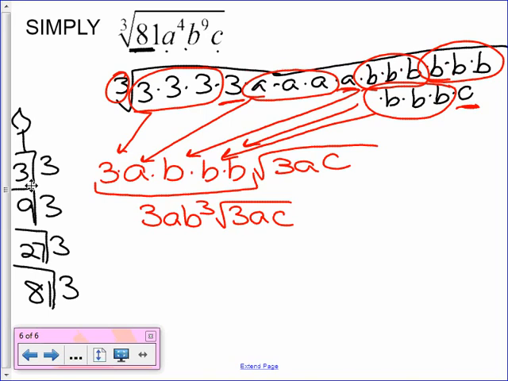And that's how to simplify radicals. We will be doing more practice with this, especially the birthday cake stuff, okay, in class. So if you have any questions, write them down on the side. I'll be happy to answer them next class, okay?